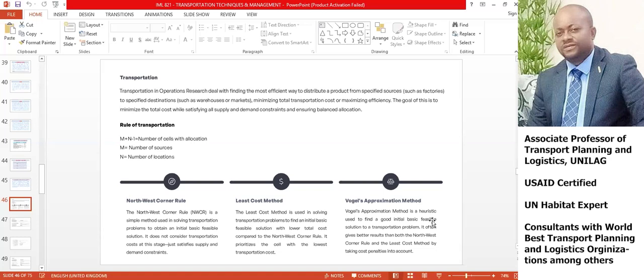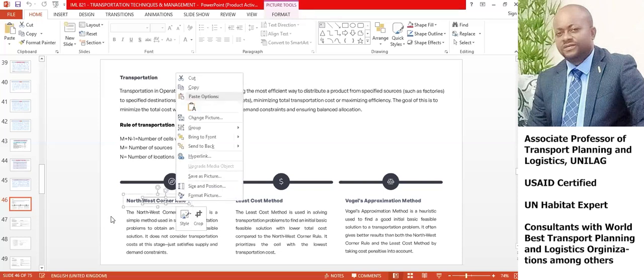So it definitely takes the better side of the first one and the second one. Yes, that is what it does.